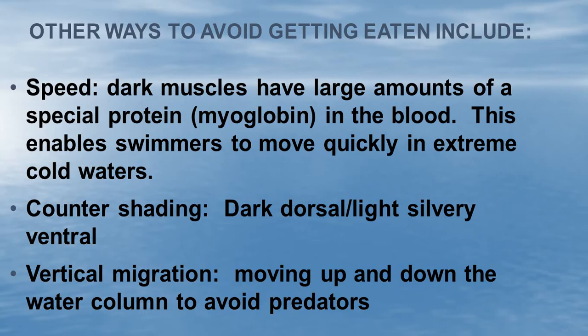Another strategy would be vertical migration, and that is to change where they are at any given time. These creatures will move up and down the water column to avoid predators. We'll see some slides here in a minute, how in the nighttime they'll move up, and then in the daytime, they'll actually move down to where it's darker so they can't be seen as easily.